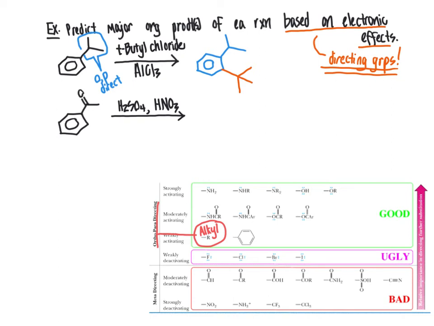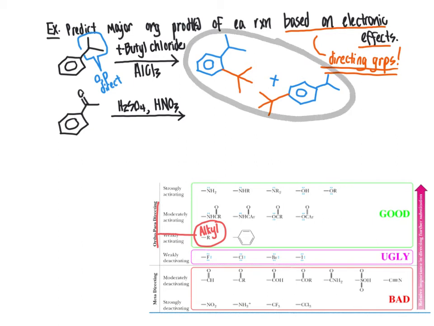And then the other constitutional isomer product of this regioselective reaction is going to be with the tert-butyl group at the para position, since the starting material had an ortho-para director attached to it. So we're going to make the ortho and the para products here based on these electronic effects of the directing groups. Those are going to be our two organic products that we would need to draw out here if you were asked to show the major organic product or products of that reaction. You would be right on track there with this answer.